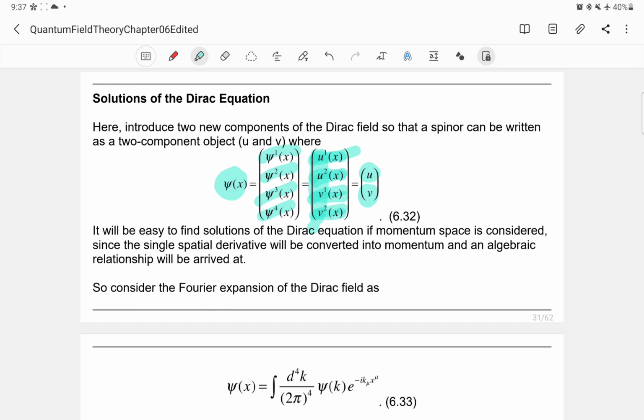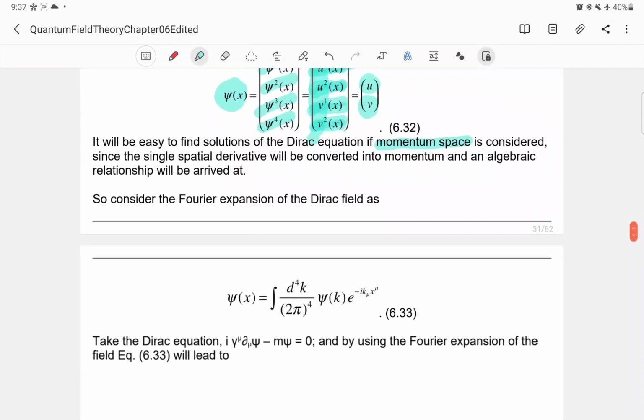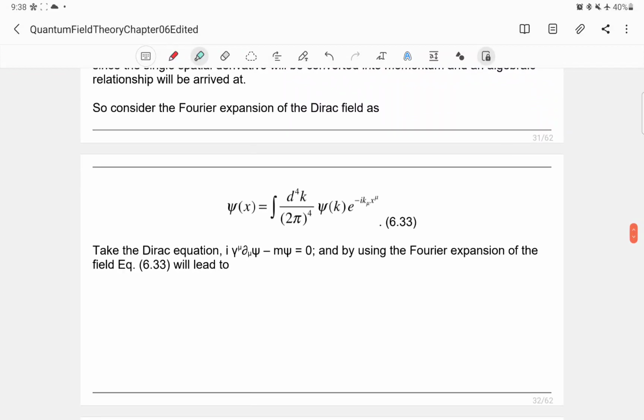It will be very easy to find the solutions of the Dirac equation if momentum space is considered, since the spatial derivative will be converted into momentum and an algebraic relationship will be arrived at. So we will consider our Fourier expansion of the Dirac field, which is of this form. We will learn later the importance of this 2 pi to the fourth.